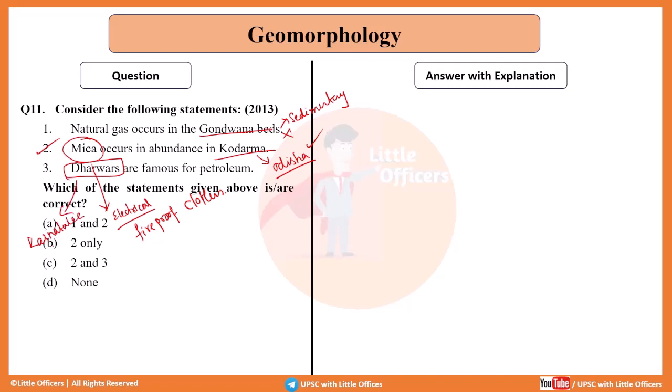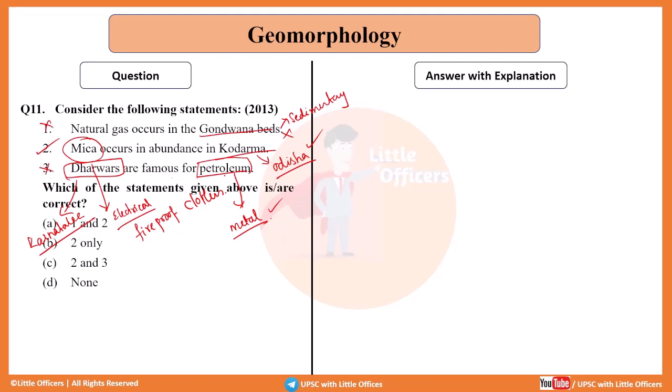Karnataka. Dharwar rock, you can find it here. And it is not famous for petroleum. It is famous for rather metals like iron, this kind of metals you can find there. So 3 is also wrong.